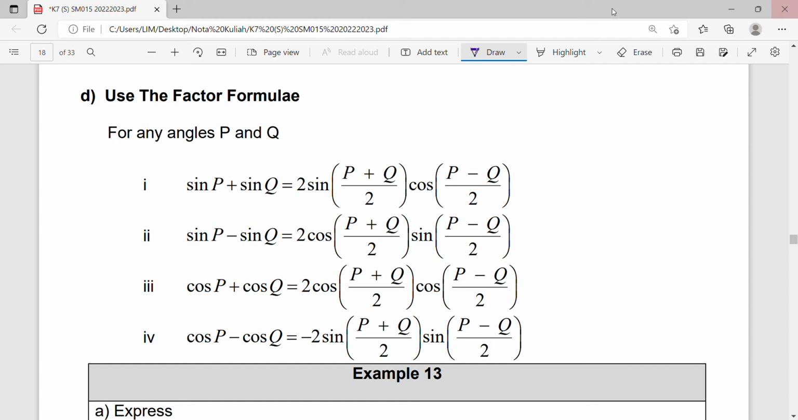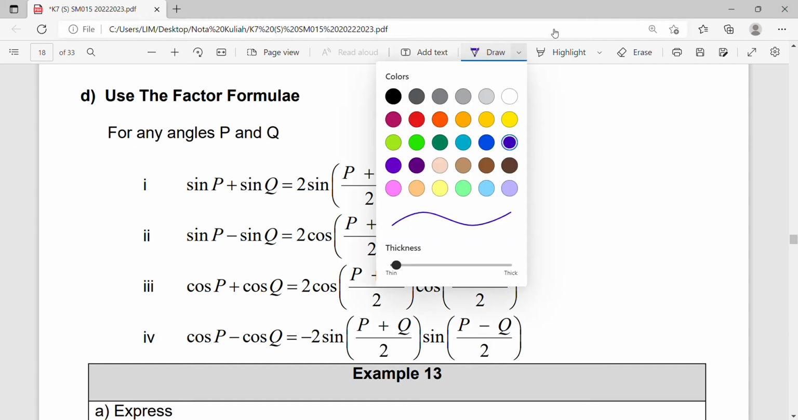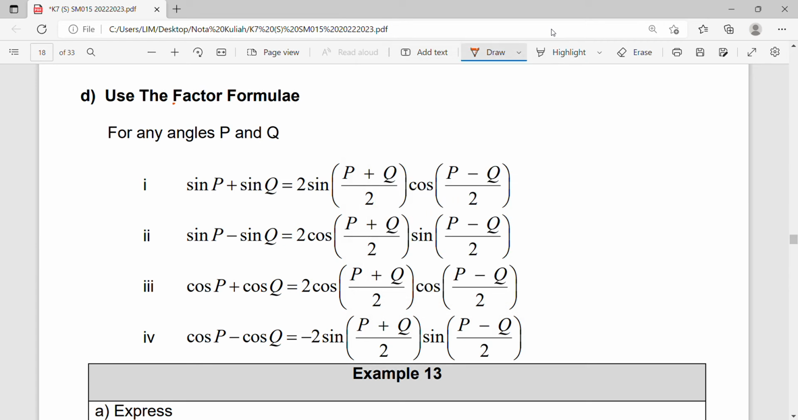Okay, so factor formula. What can you see in the factor formula? It's not only involving two different angles. When you have P and Q, it means two different angles. It also involves the operation between sine and cos. We can operate sine plus sine, sine minus sine, cos plus cos, and cos minus cos.